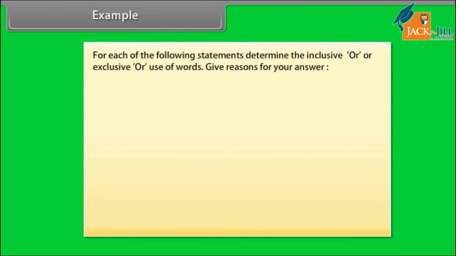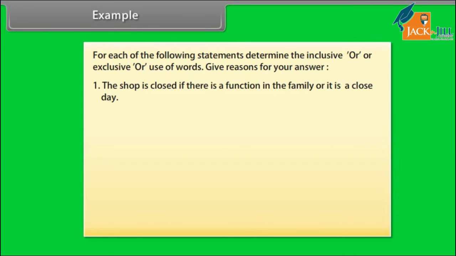Example: for each of the following statements, determine the inclusive or exclusive use of the word "or". Give reasons for your answer. 1. The shop is closed if there is a function in the family or it is a closed day. 2. Students can offer Sanskrit or Urdu as a third language.